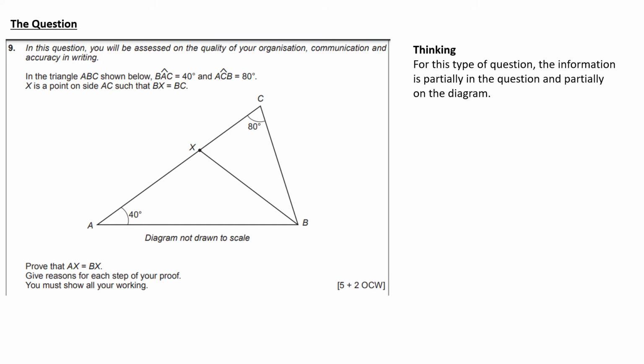As you can see, the information is both in the text and on the diagram. What we need to do is put all the information from the text onto the diagram. So there might be information in the text that isn't on the diagram, and we need to put that in.